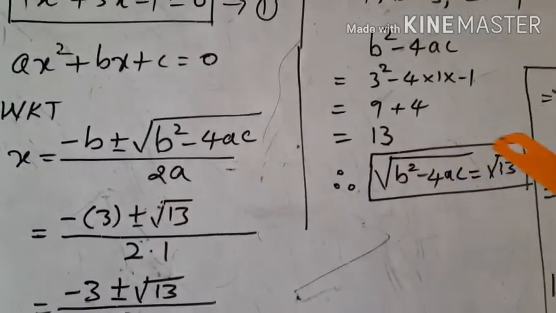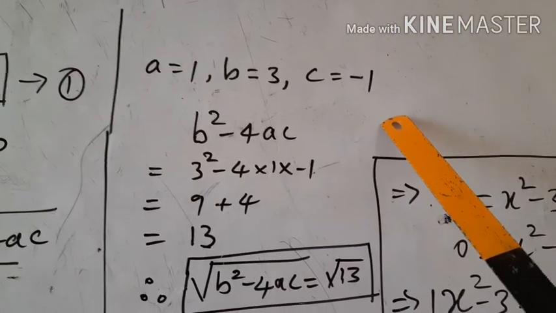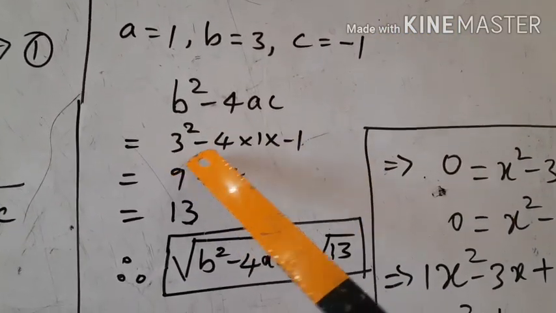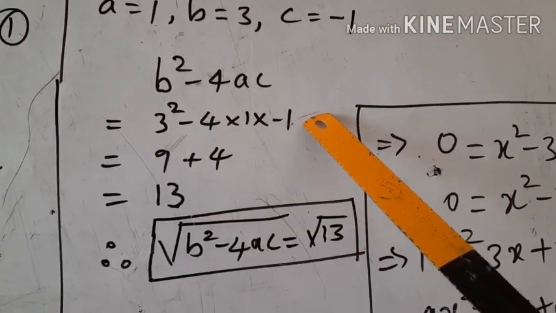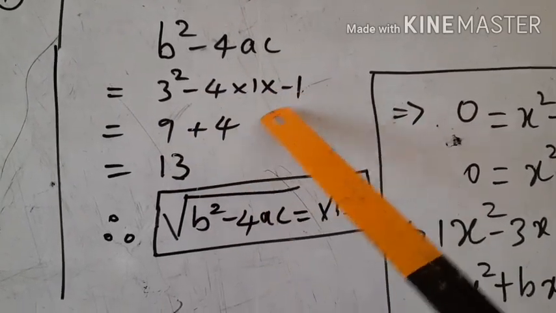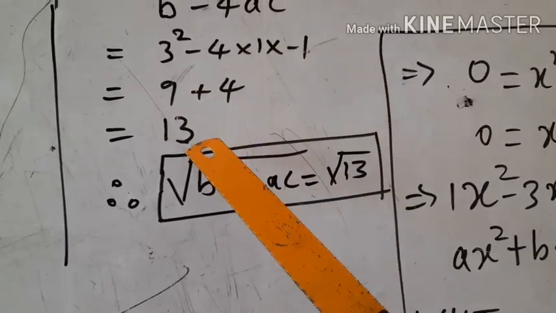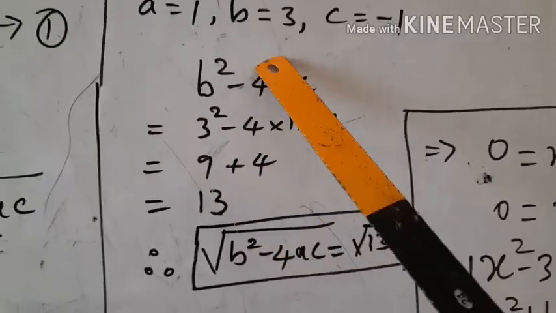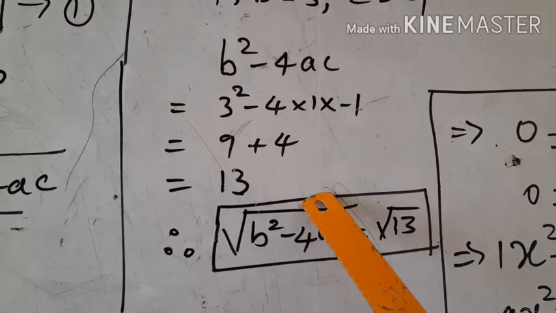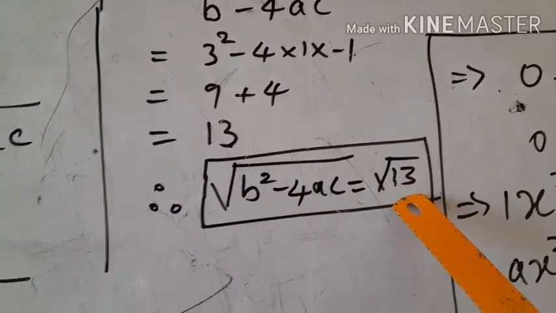I separately calculate the value of b square minus 4ac, right? It is 3 square minus 4 into 1 into minus 1. 3 square is 9. Minus into plus into minus is plus. 4 ones are 4. 9 plus 4 is equal to 13, right? So b square minus 4ac is 13. And what is the square root of b square minus 4ac? That is square root of 13.